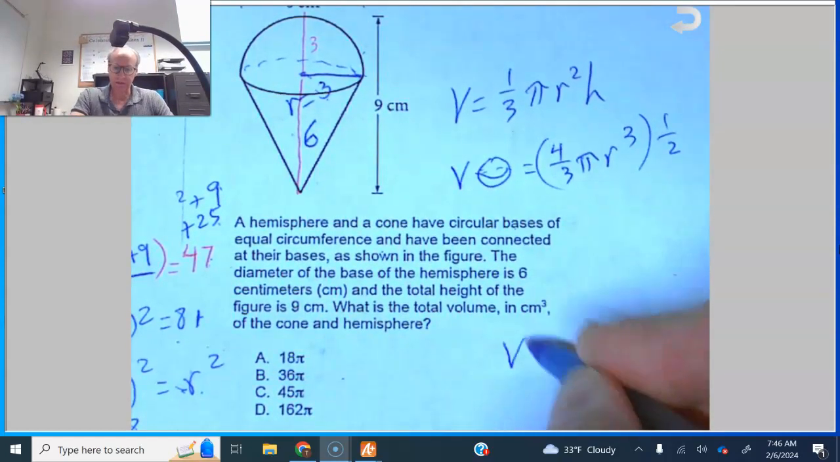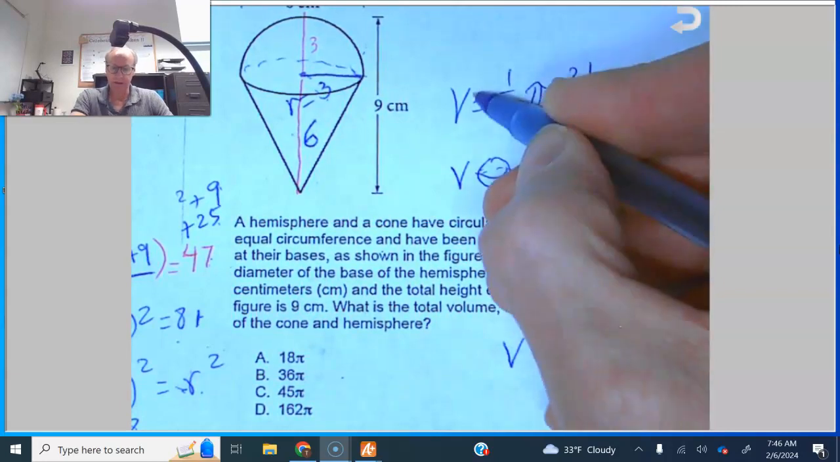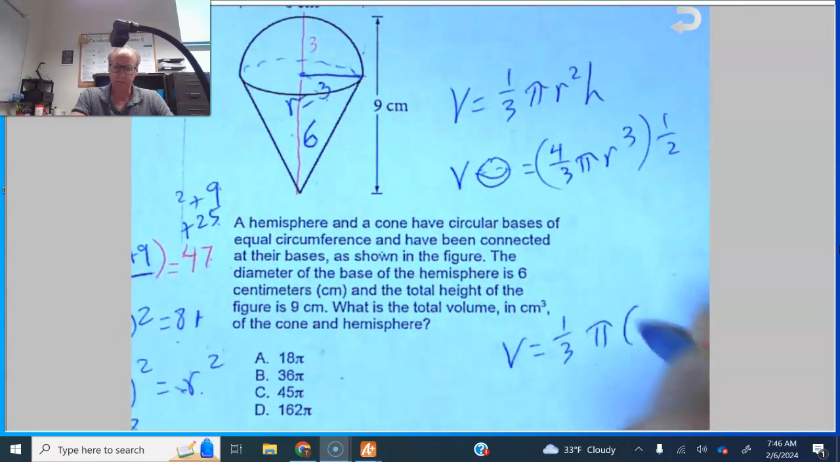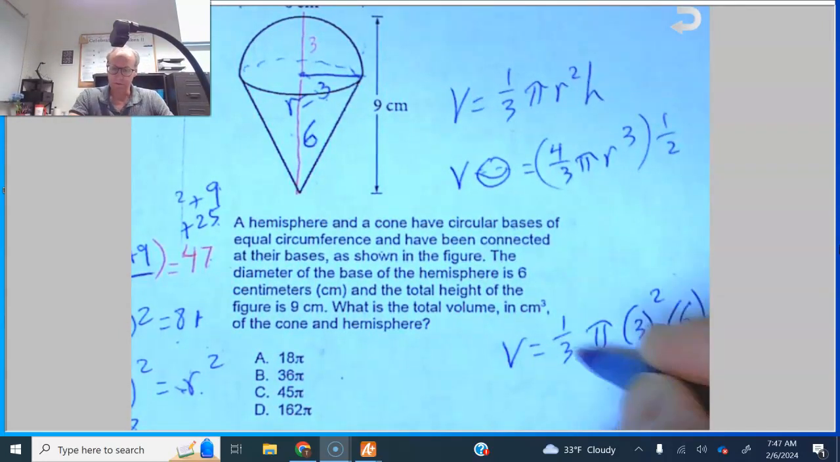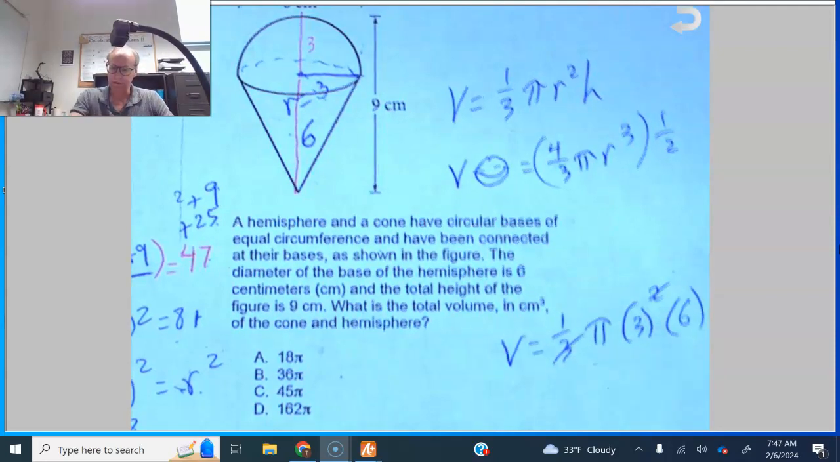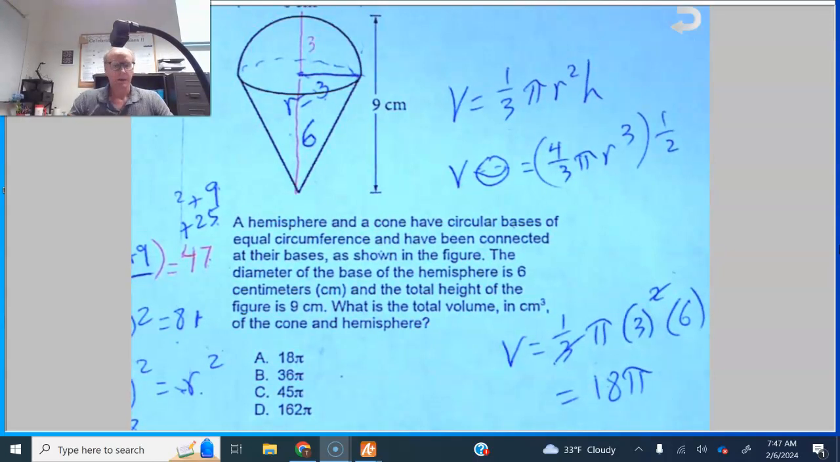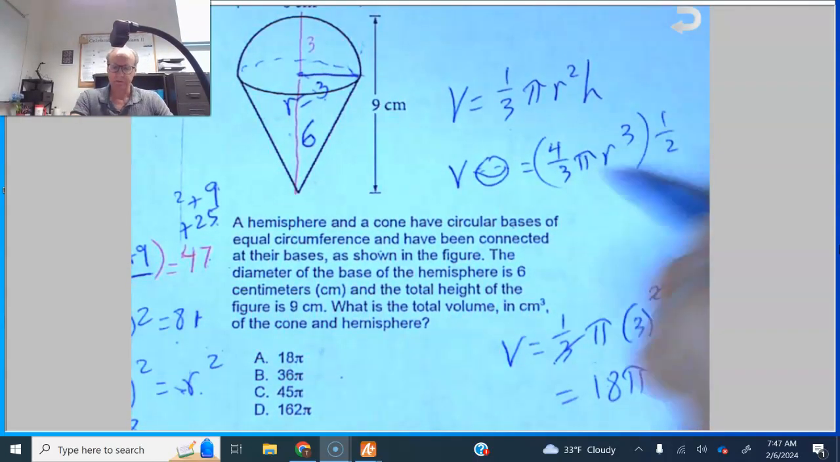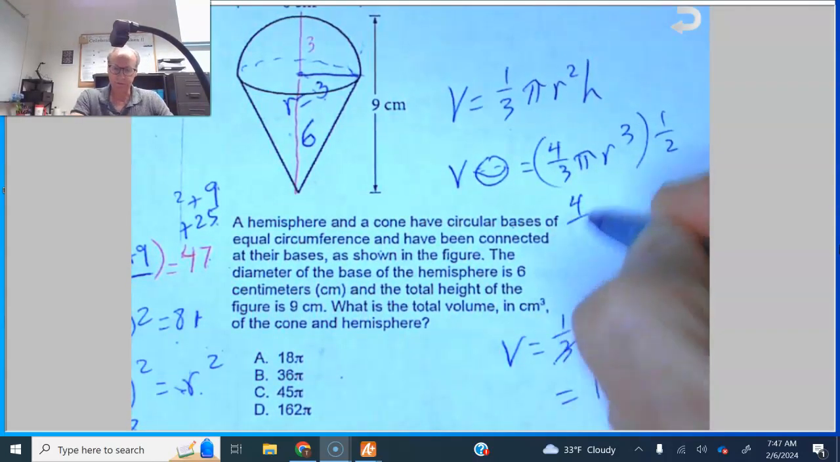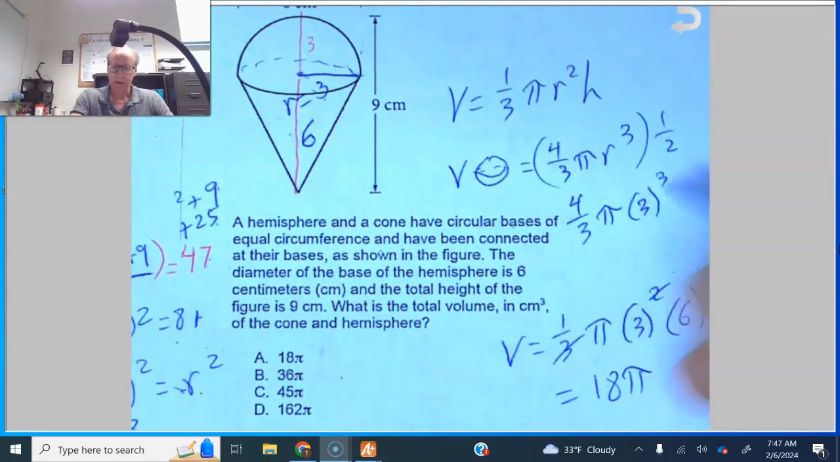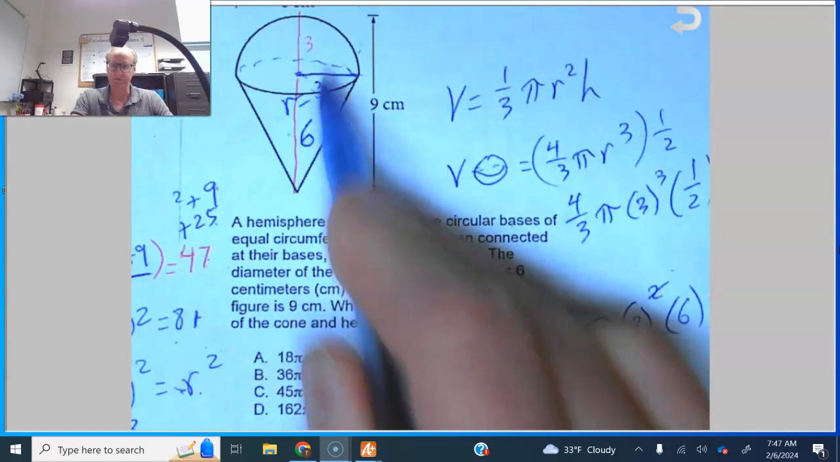So I have volume of the cone is 1/3 times pi times 3 squared times the height of the cone, which is 6. This 3 cancels with one of these. So the volume of the cone is 18 pi. Now we want the hemisphere. So I'm going to take 4/3 times pi times 3 cubed. And then I have to take half of it because it's only half of a sphere.